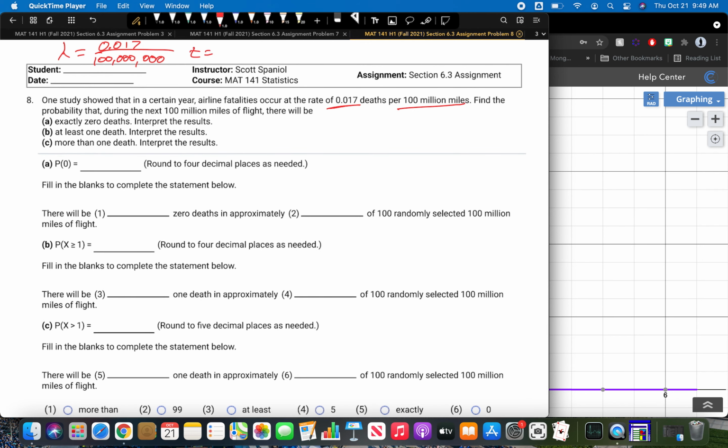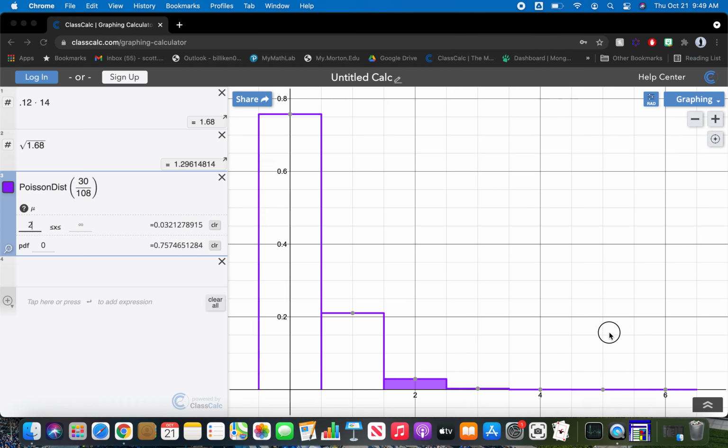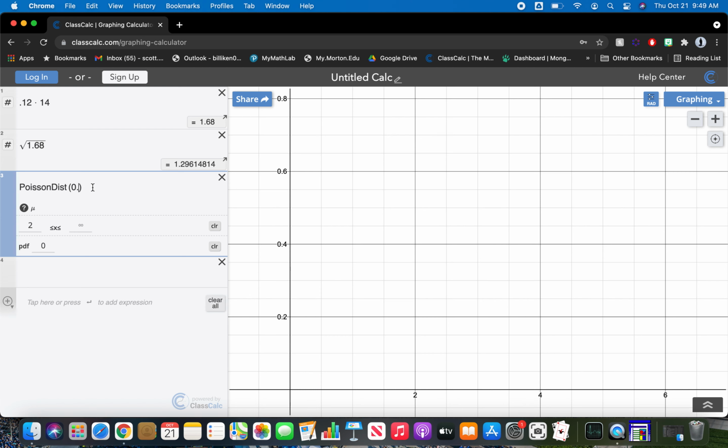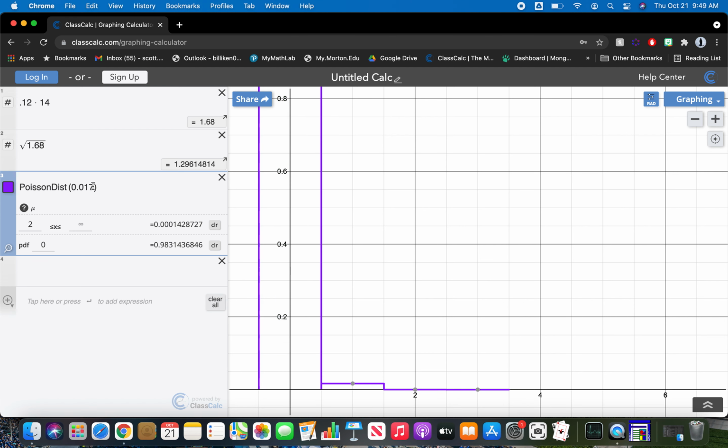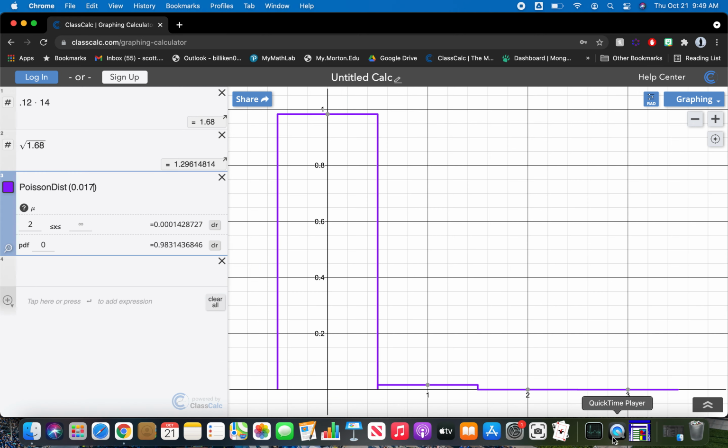So in this case, they want to know over the next 100 million miles. So that's our t, 100 million. So then our mu would be 0.017 over 100 million times 100 million. And so the 100 millions cancel, and our mu is just 0.017. Okay, so that's what will go inside our Poisson distribution function. Okay. And so then we can start doing problems with that, right? So let me zoom in on it like that.